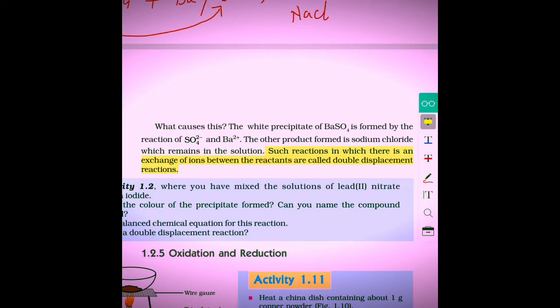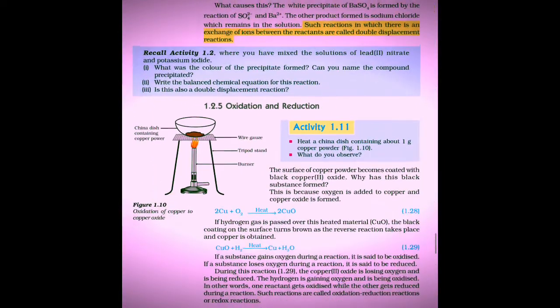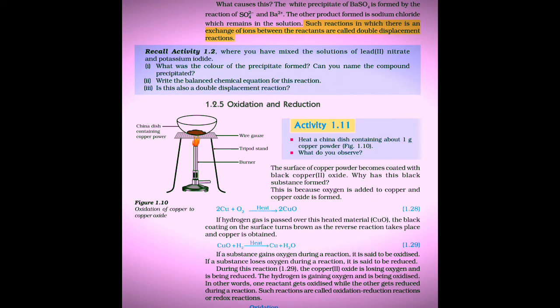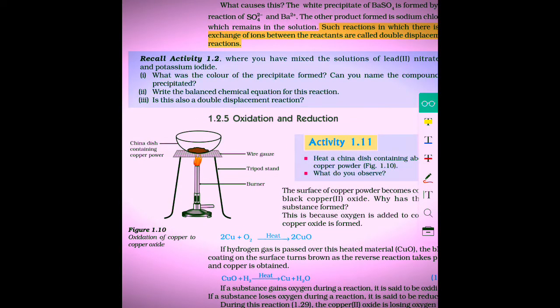Let us take one more activity. Now we are going to refer to activity 1.2 and try to elaborate that activity further. Where you have mixed the solution of lead nitrate and potassium iodide, what was the color of the precipitate formed? Can you name the compound precipitated? Write the balanced chemical equation, and is it a double displacement? So we can easily answer these questions.